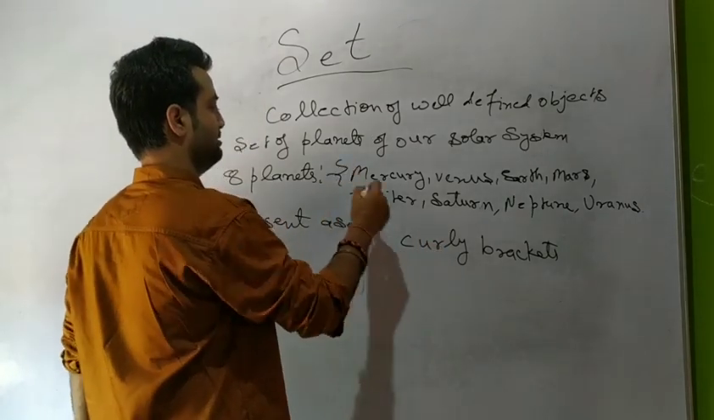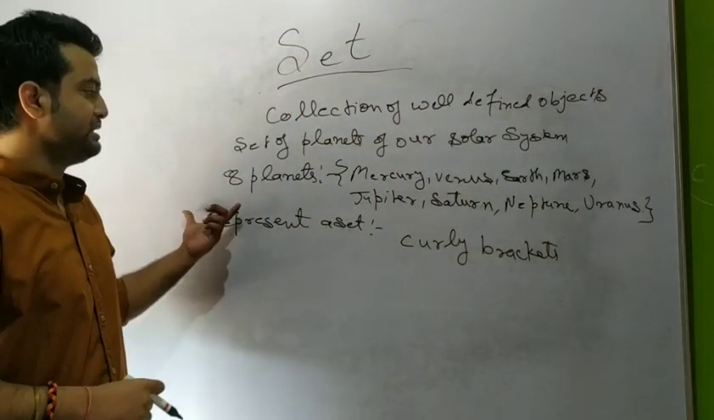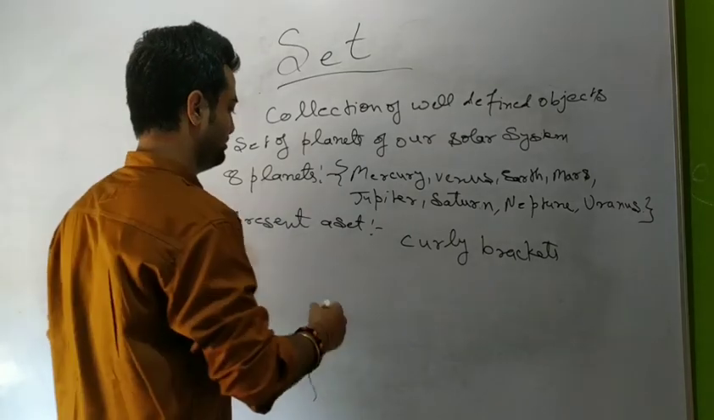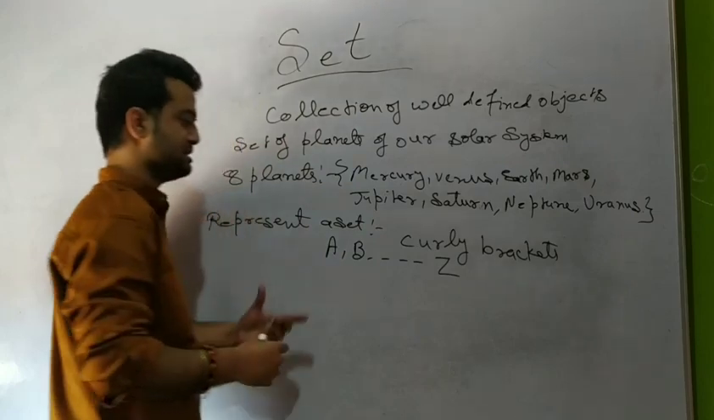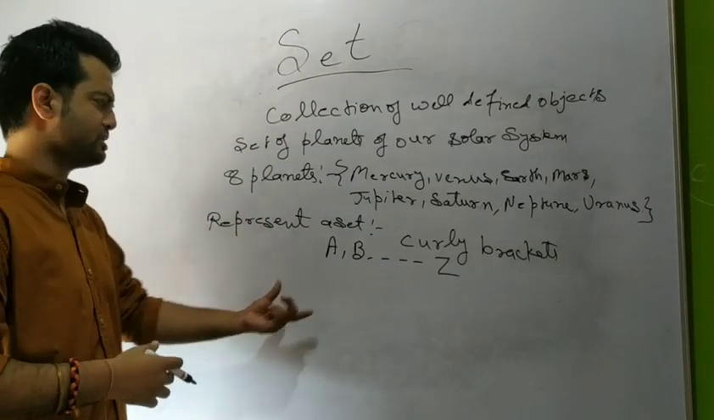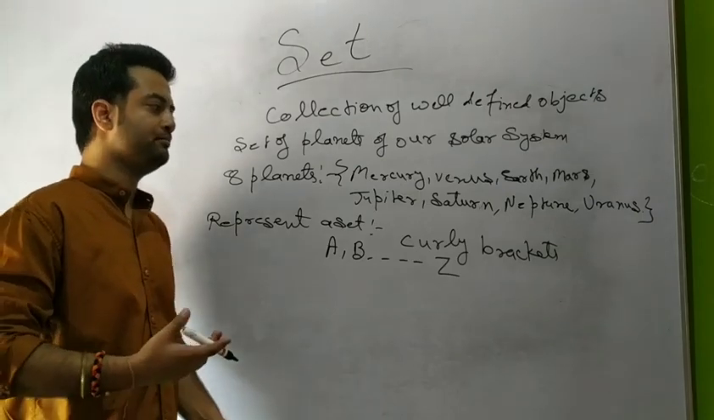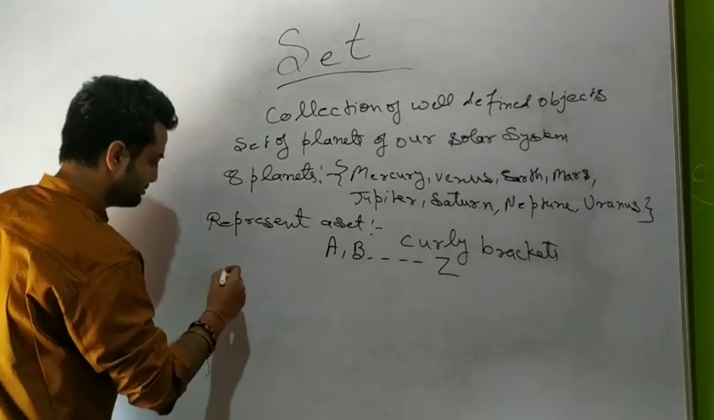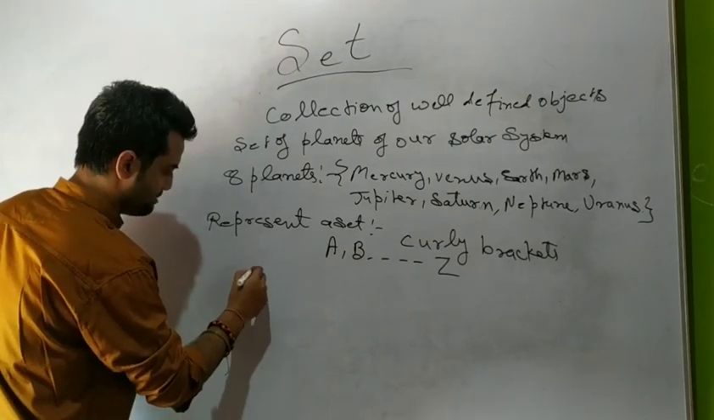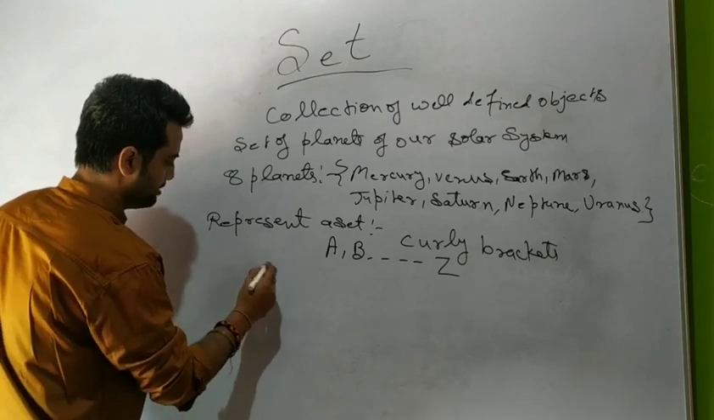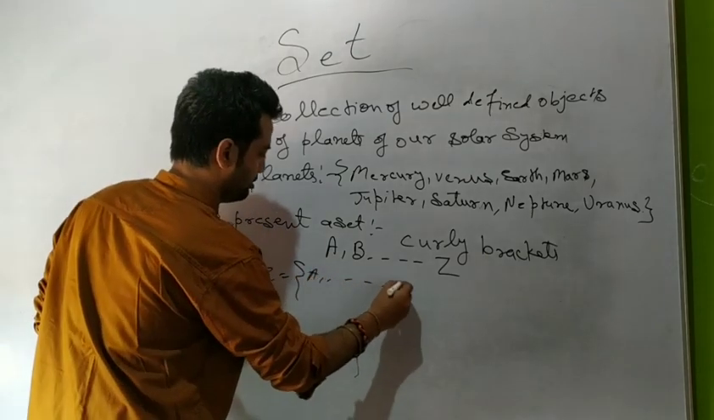Like suppose I draw the curly brackets here, so now it is a set. A set is generally represented by capital letters A, B, etc., though sometimes it is not necessary, you can take anything. Suppose I am taking the set of the alphabets of English letters and representing it by the letter Z. In this Z, all the elements from A to Z will come.